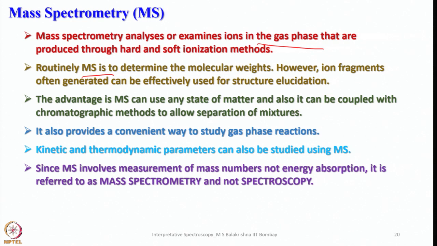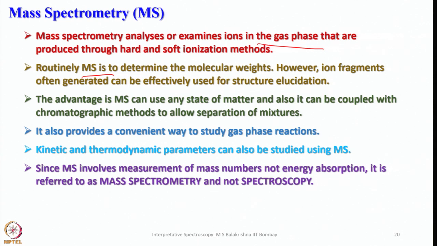The ion fragments give a lot of information: how the molecule will fragment, how it disintegrates, and that means how we can reassemble it. All this vital information comes apart from the vital information about the molecular weight. The advantage is that mass spectrometry can use any state of matter, and it can also be coupled with chromatographic methods to allow separation of mixtures as well. So this is the main advantage.